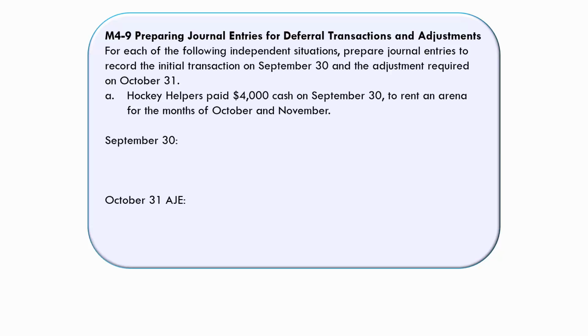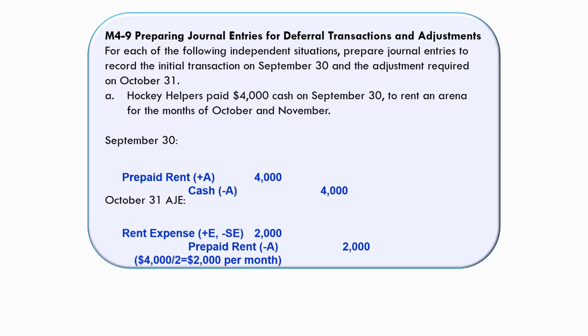Now, prepare the journal entries to record the initial transaction and then the adjustment also. They paid $4,000 to rent an arena, but they're not renting the arena this month. They're renting the arena in the next 2 months, so it's a prepaid. And then at the end of the first month, you would remove that prepaid rent. You would remove half of it, or $2,000, and you record rent expense. At the end of November, they would do the same journal entry to remove the prepaid rent.